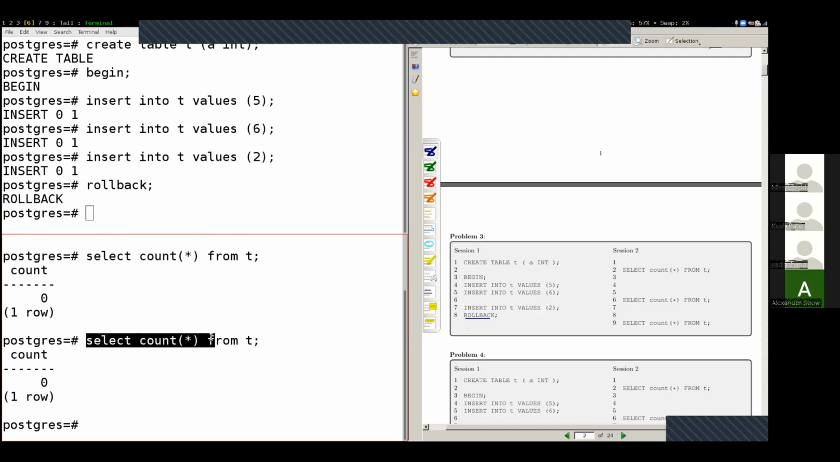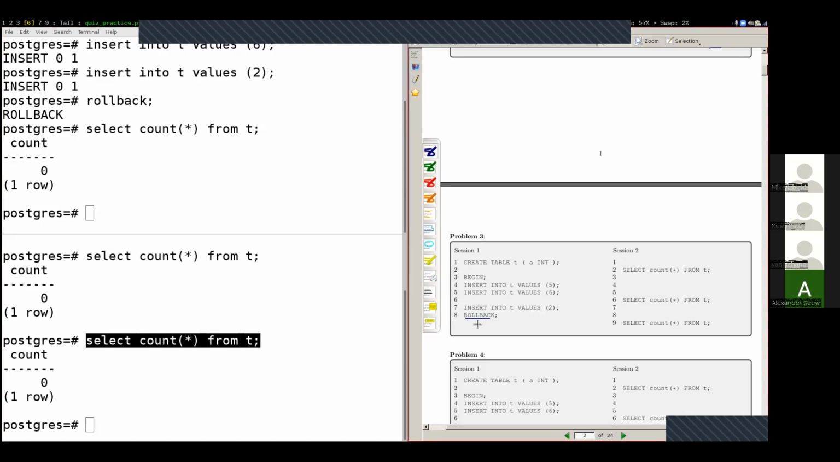But now the select count star, no matter where it gets run from, doesn't see anything. So the rollback says all the changes that were made between those begin and the rollback, they get forgotten about. And there's no way to recover any of this data from any other session.